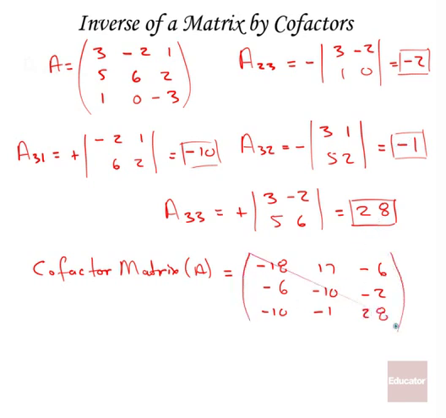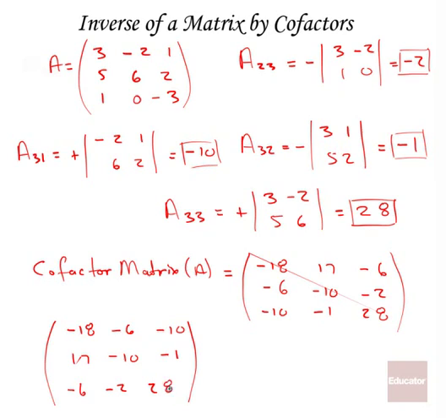Now, after we do this, we want to take the transpose of this. So let's go ahead and take the transpose, and we end up with a final matrix which looks like this: negative 18, negative 6, negative 10, 17, negative 10, negative 1, negative 6, negative 2, and 28.